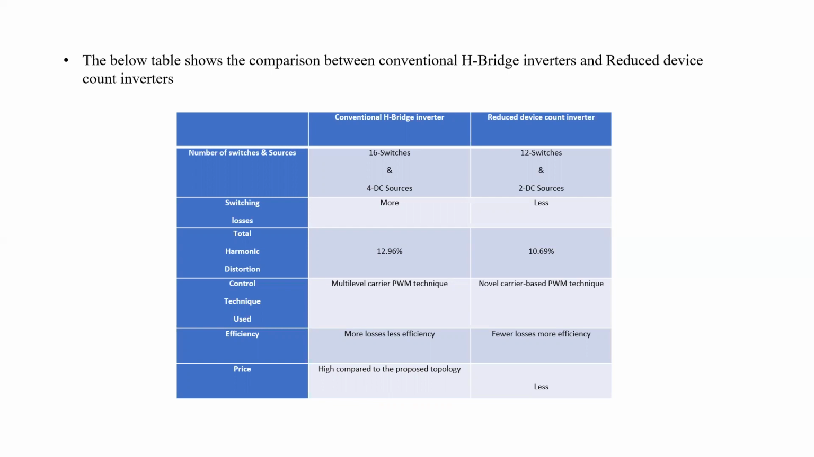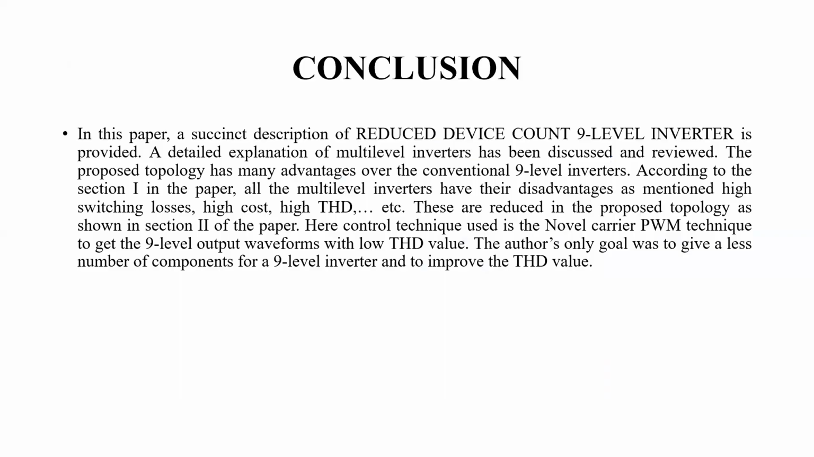The control technique used in the conventional H-bridge inverter is the multi-level carrier PWM technique, and in the proposed topology, that is the reduced device count inverter, a novel carrier based PWM technique. The efficiency is higher compared to the conventional H-bridge inverter and the price can be reduced by using fewer switches and DC sources.